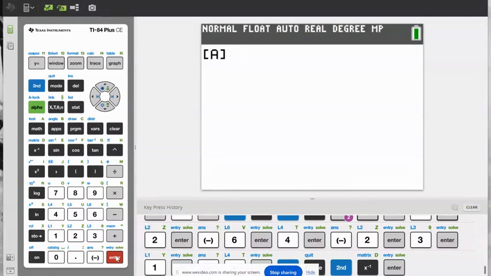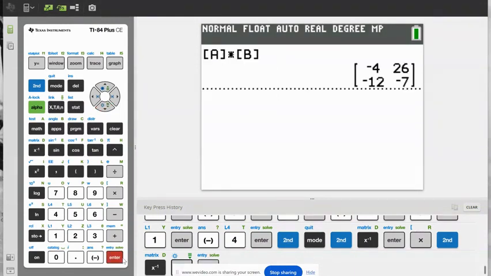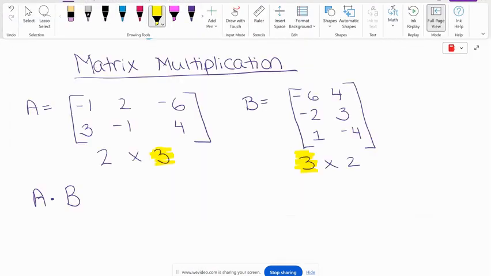See how it says matrix A there? Now I'm going to press the multiplication sign. And now I'm going to pull matrix B. So second matrix, scroll down to B, enter. And look at that. It just multiplied the matrices for us. So A times B will equal negative 4, 26, negative 12, negative 7.